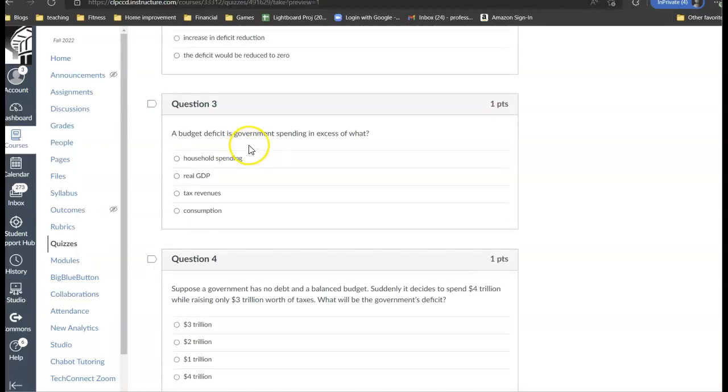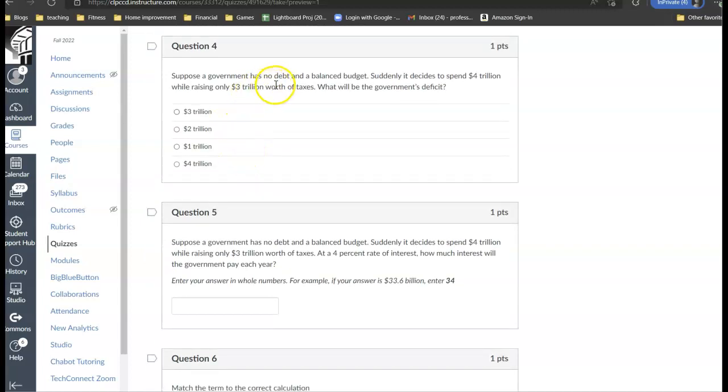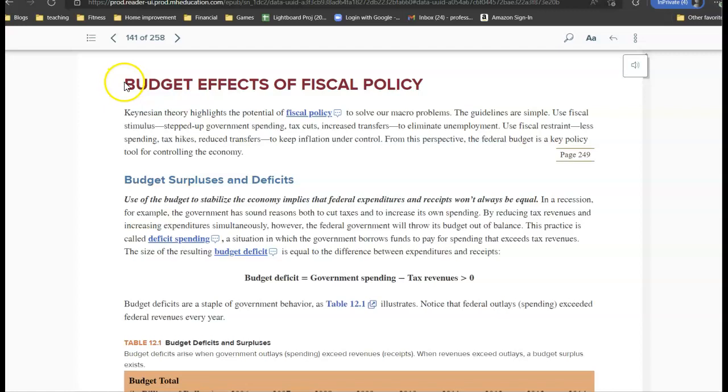Question number 3, a budget deficit is government spending in excess of what? So you just have to look up the definition of budget deficit and you should be able to answer this question no problem. Question number 4, suppose the government has no debt and a balanced budget. Suddenly it decides to spend $4 trillion while raising only $3 trillion worth of taxes. What will the government deficit be? Well, you have to know the definition of a government deficit. Again, if you go to Chapter 12, under the main heading of budget effects of fiscal policy, just look under budget surpluses and deficits, and you'll find the answer to that question.